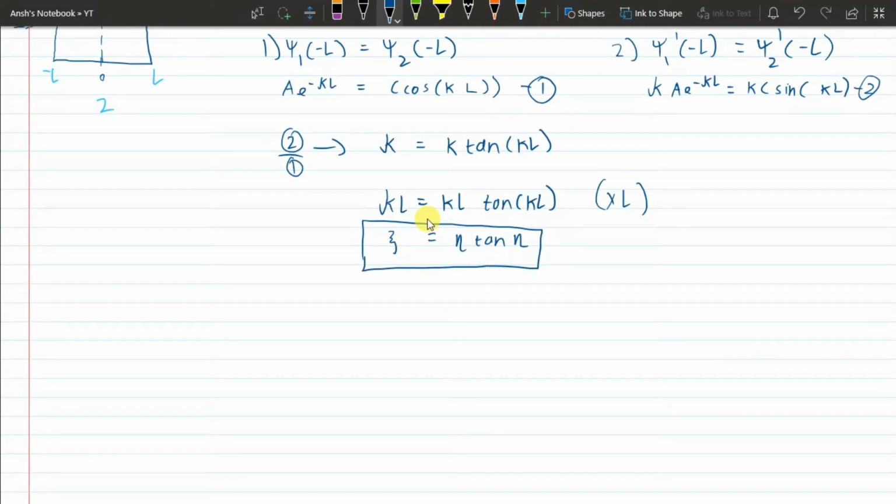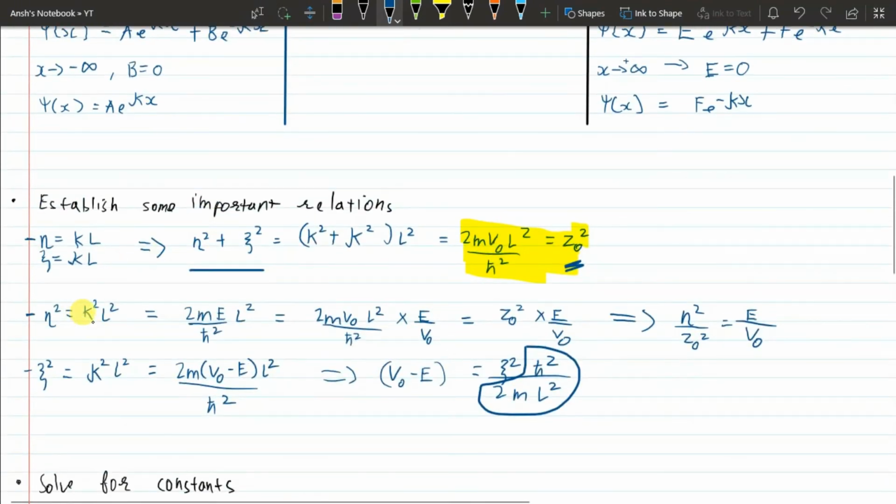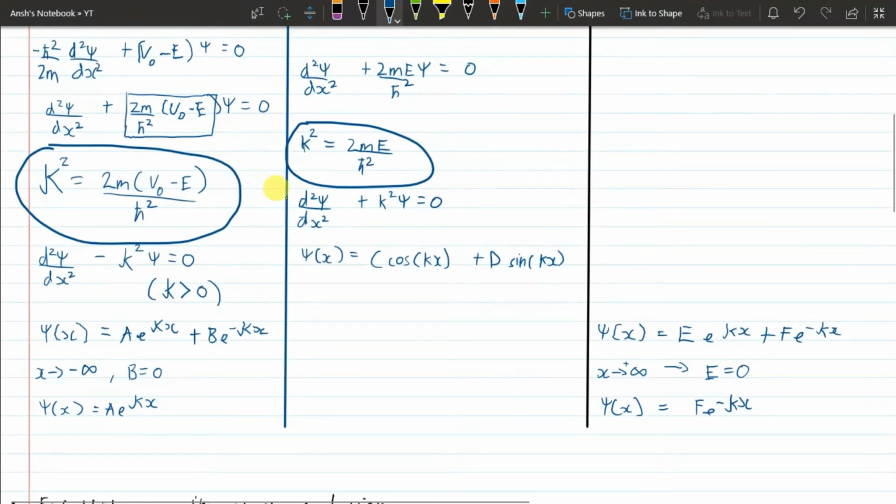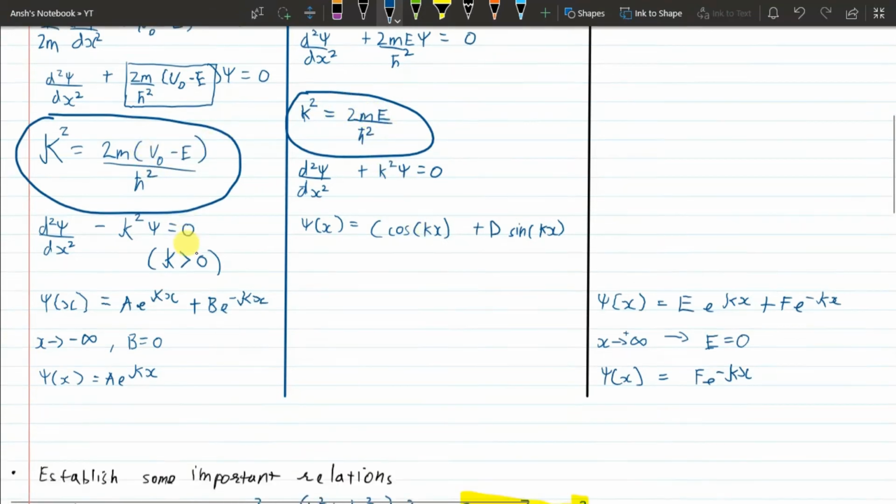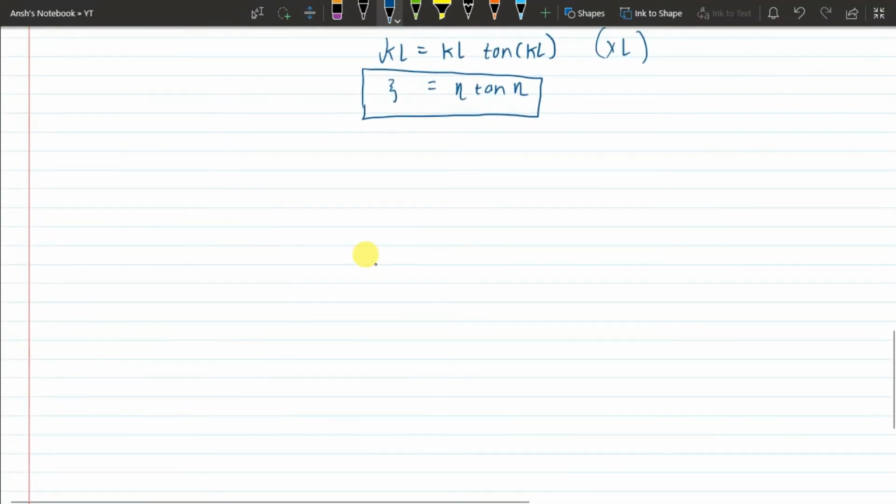Now we have to find out eta and xi. Why we need to do that is because once we find eta and xi, we can from these relations divide eta and xi by L and get k and kappa respectively. And once we get k and kappa, we can determine what the wave function looks like by substituting k and kappa, and at the same time we can also find the energy of the bound states.